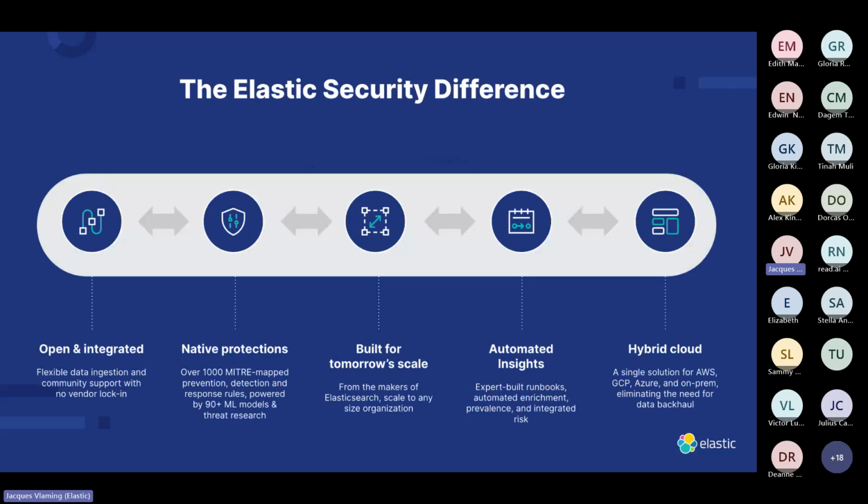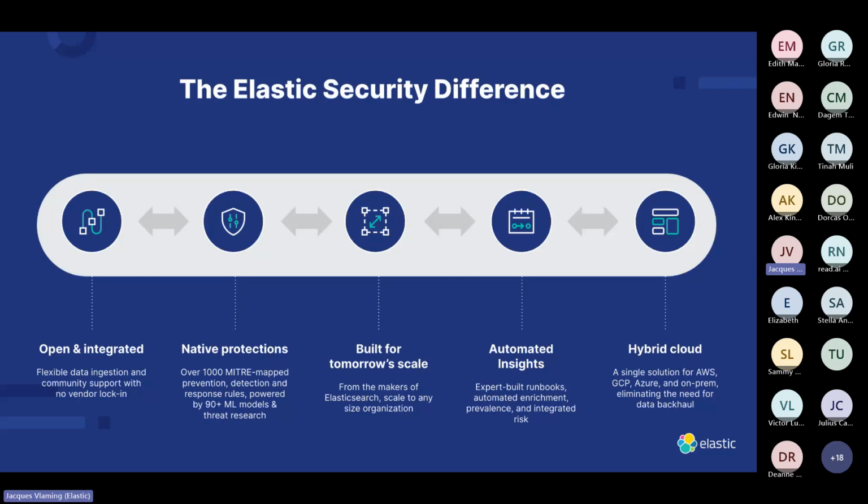Okay, so once again to some differentiators. Open and integrated. We have native protections that we write as part of Elastic Security Labs. You can think of Elastic Security Labs as a research and development capability at Elastic. These security professionals are the best in the industry, and they continue to write detection and response rules that identify these different attacks and threats. All these rules are mapped to the MITRE ATT&CK framework. And then we also apply very sophisticated and powerful machine learning models to that data. And we also provide threat intel and research for you.